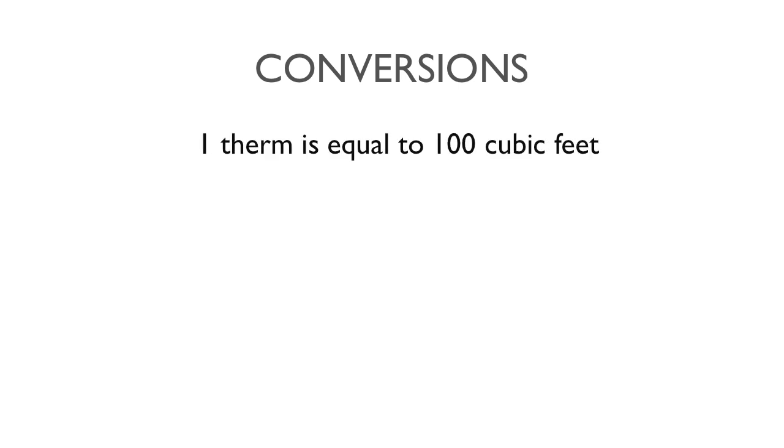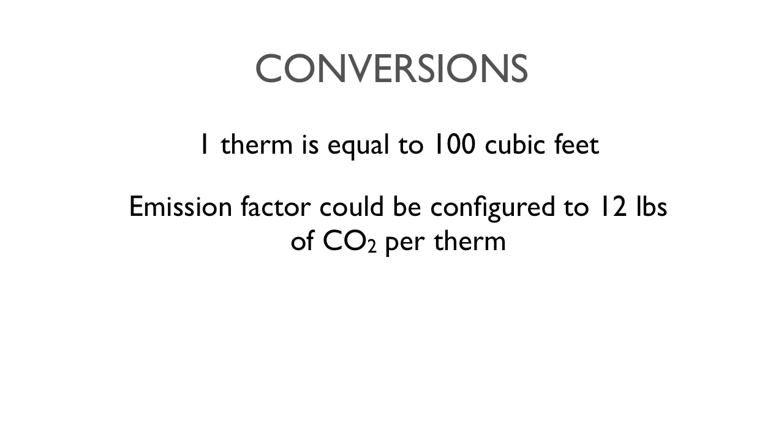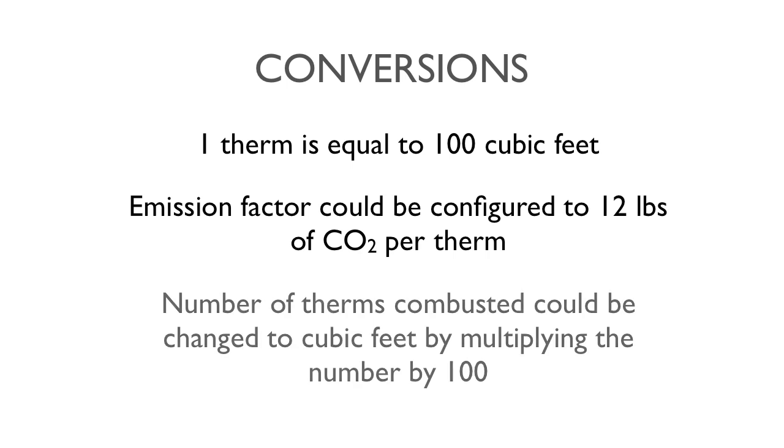1 therm is equal to 100 cubic feet, so the emission factor should be configured to 12 pounds of CO2 per therm. Or, the number of therms combusted could be changed to cubic feet by multiplying the number by 100.